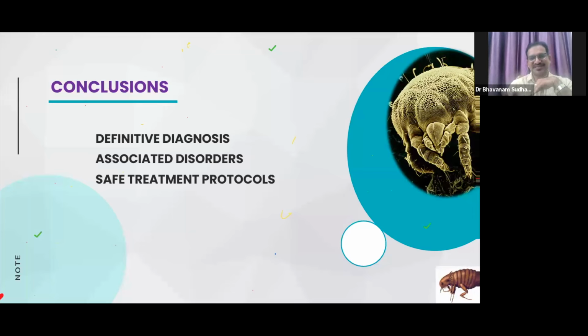Next, associated disorders. For example, we are discussing some immunological disorders, then associated conditions will be there, especially hyperthyroidism or hypothyroidism, some adrenal involvement, some hormonal disturbances. For that, associated disorders should be identified after identification of the primary parasitic infections. Next is formulation of the treatment protocols.